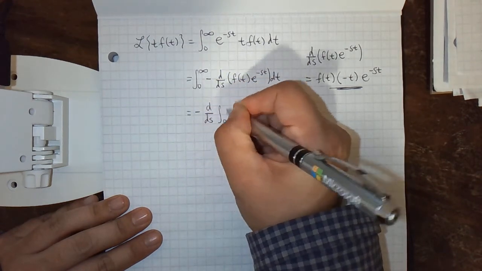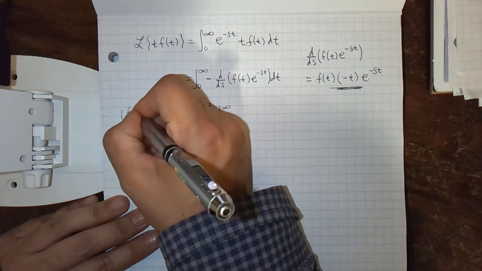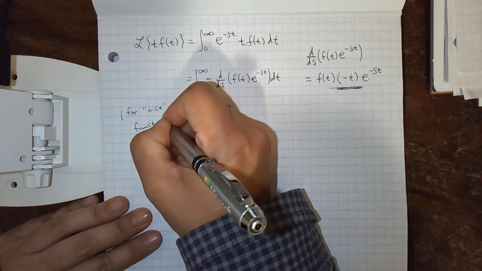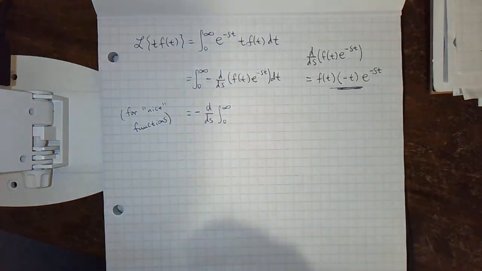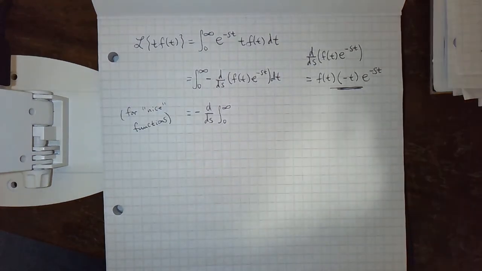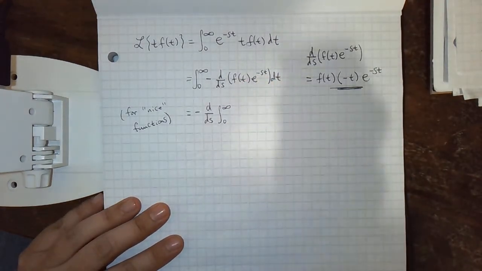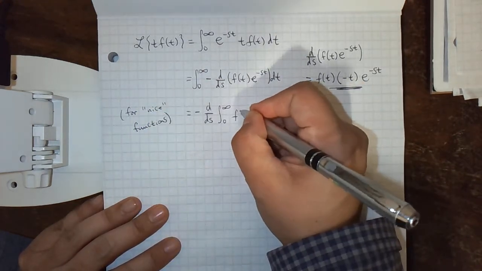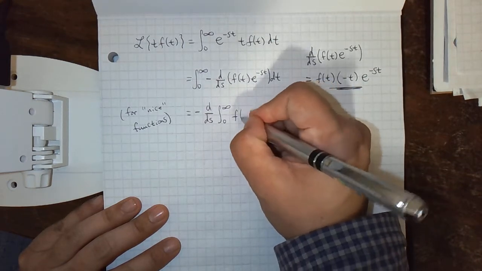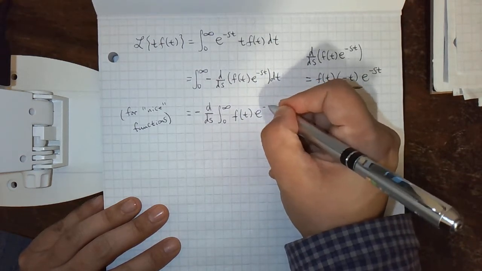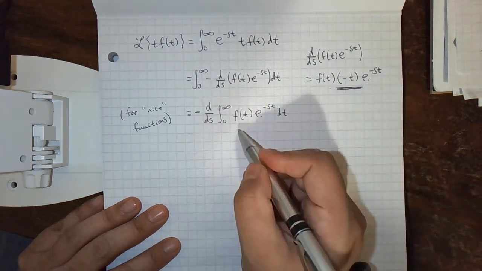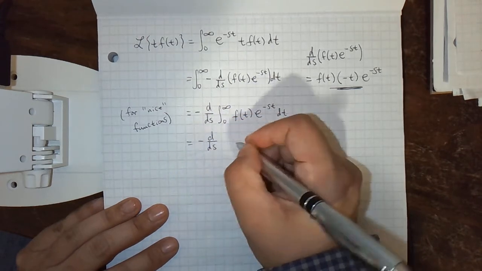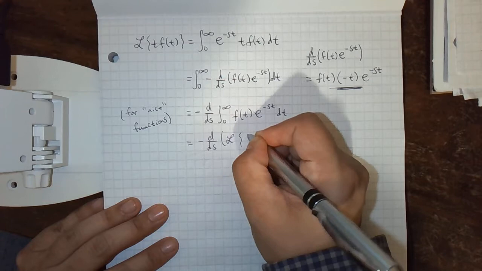So this step is for nice functions. Remember I said the easiest version of nice was continuous. You need a little bit more than that here. You need it to be probably at least continuously differentiable, maybe more than that. But we'll leave it at nice. We won't worry too much about exactly what we need. Okay, we're left with the integral of f of t e to the minus st dt in here. Oh, but wait, this is the Laplace transform of f of t. So we have negative d by ds of the Laplace transform of f of t.